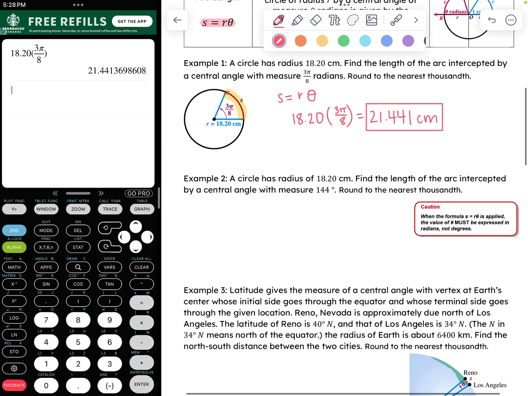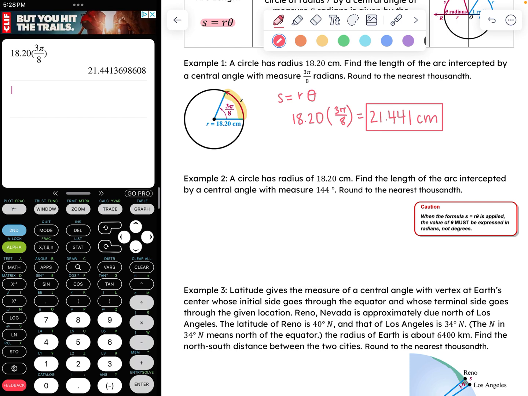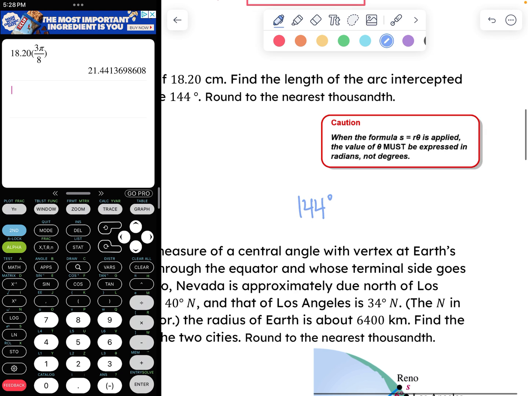Okay. Example 2 says a circle has a radius of 18.20 centimeters. This time it gives us an arc that has a central angle of 144 degrees. So this is where you have to be careful. We do have to be in radians. So I have to take that 144 degrees and convert it to radians. That's what this caution box says: when the formula is applied, the theta must be expressed in radians. If you remember from last class period, to change this to radians, we multiply by pi over 180.